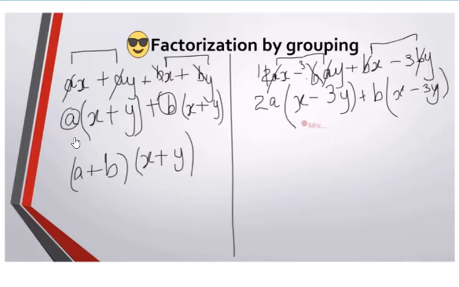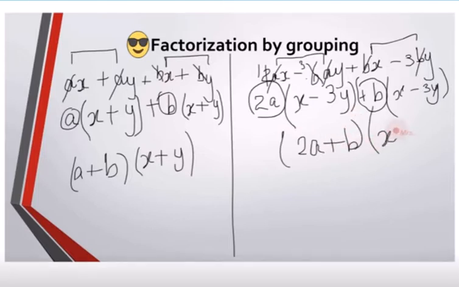What is going to be our final line? The terms on the outside we are going to put in brackets, 2a plus b, and then the term on the inside of the bracket. So 2a plus b, close bracket, times x minus 3y. Alright, and this is how we factorize by grouping.